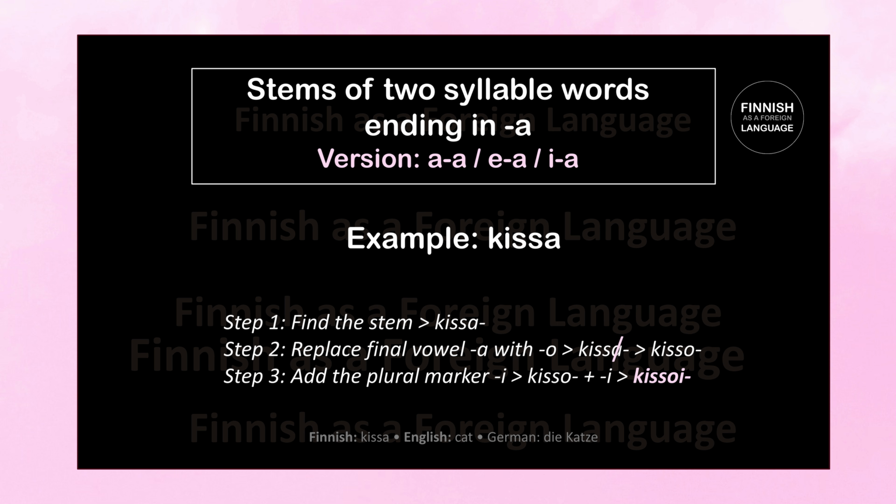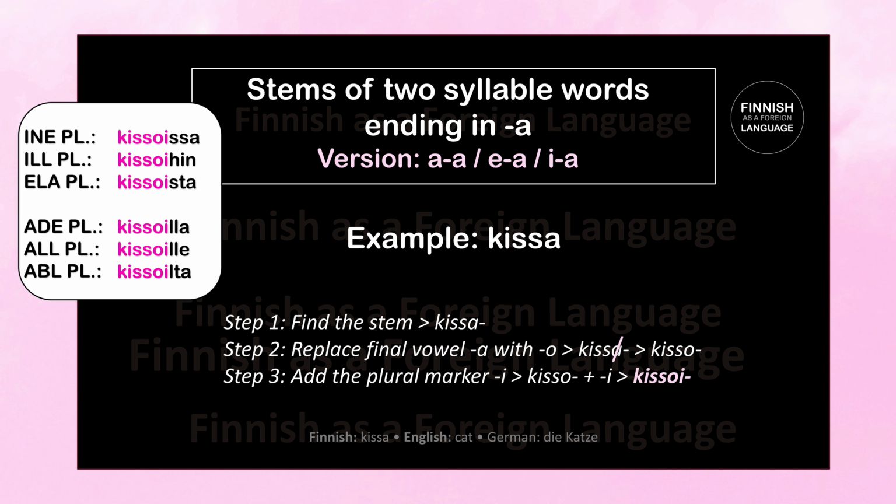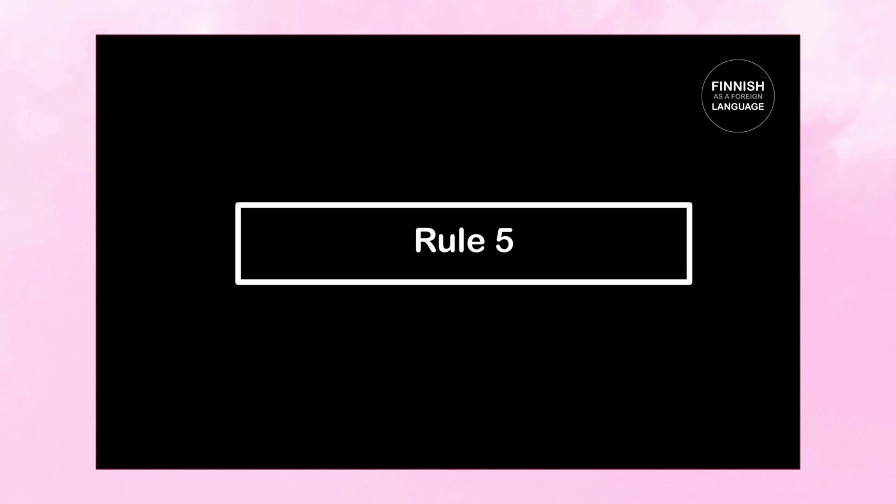Now we can add again the case endings to our stem. Inessive plural is kissoissa, elative plural kissoihin, elative plural kissoista, adjective plural kissoilla. Allative plural, kissoille. And ablative plural is kissoilta. Alright, next one, rule number 5.